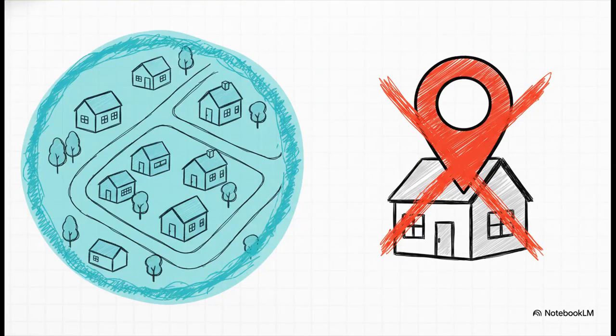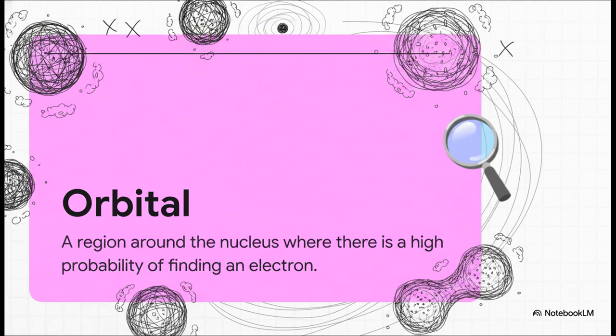So what does that mean in simple terms? It means we have to completely give up on the idea of knowing an electron's exact location. The best we can ever do is identify its general neighborhood, the area where it's most likely to be found. And that probable neighborhood has a scientific name, an orbital. Now, this is not a fixed path like a planet orbiting the sun. It's more like a cloud of probability, a 3D region of space where that electron spends most of its time.